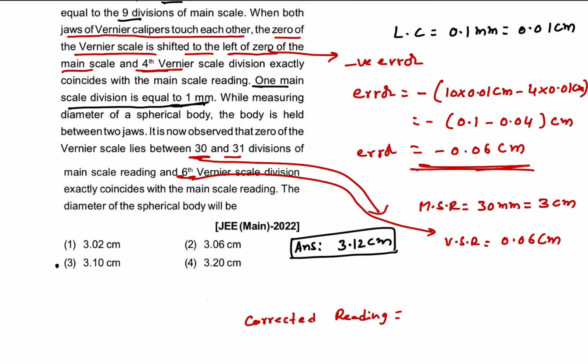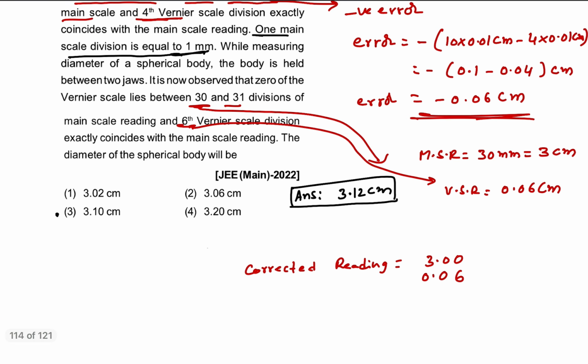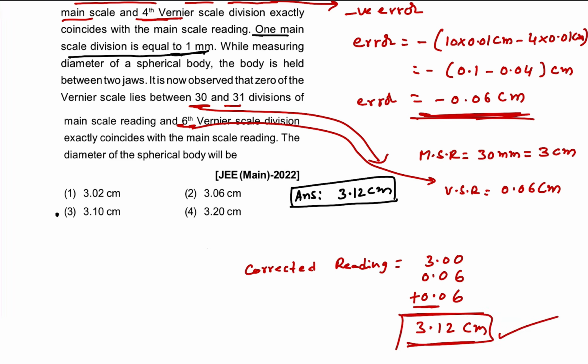Corrected reading. We can write it as 3.00, next plus 0.06. Overall you will get 3.12 centimeters. This is error. Corrected reading, negative error is there, so positive you have to write. Overall you will get 3.12 centimeters. Actual answer should be this one.